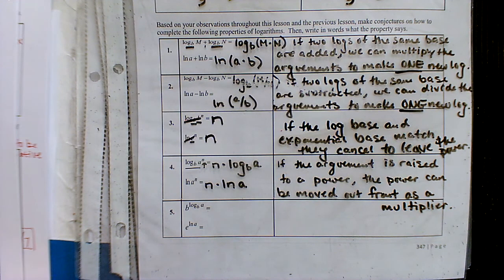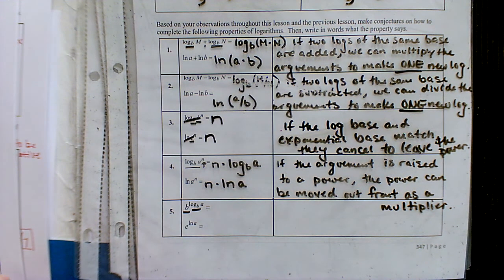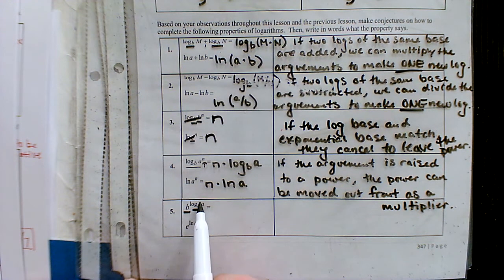Can we perhaps think about what's going to happen for number 5? We have an exponential base of b and a log with a base of b. So what's going to happen with those? If you add 3 and subtract 3, they go away. If you have an exponential base b, a log base b, those are going to cancel. What are we going to be left with?